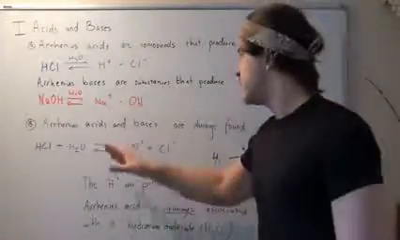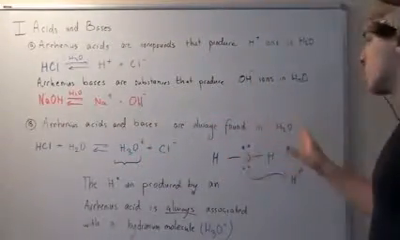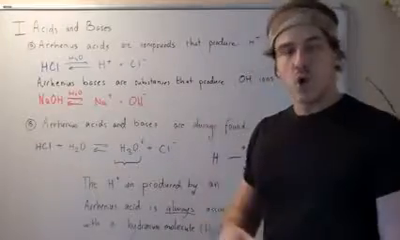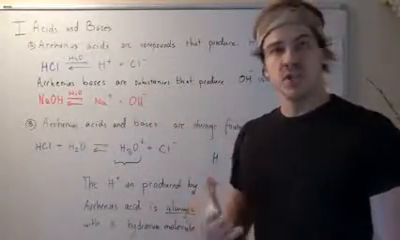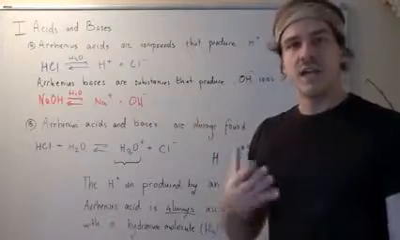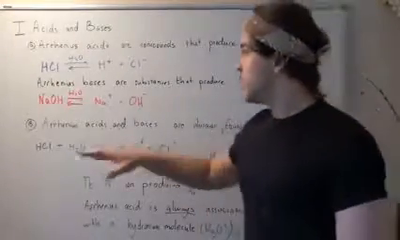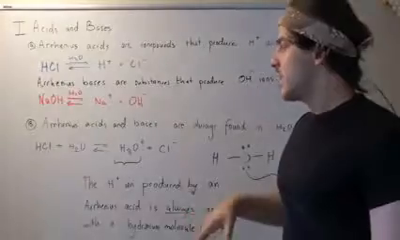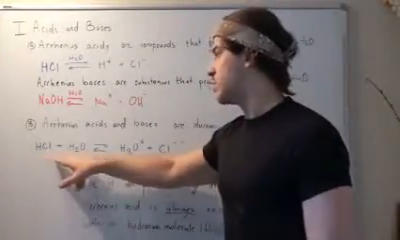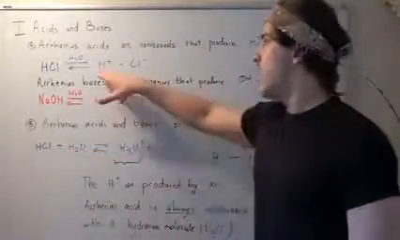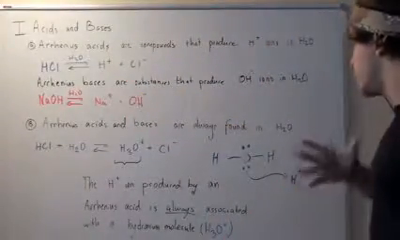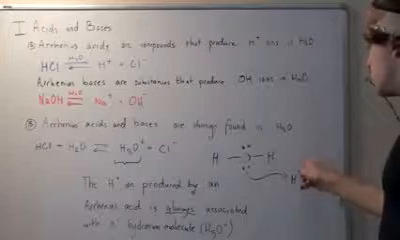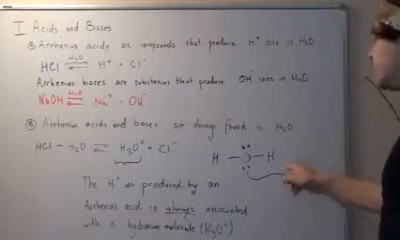Now, Arrhenius acids and bases are always found in water. That's by definition. Whenever we talk about Arrhenius acids and bases, we talk about solutions in which our solvent is water. So let's look at this reaction again. We know that HCl, when mixed in water, dissociates into a hydride ion and a chloride ion. So now we have a solution that contains a bunch of H+ ions floating around next to water.